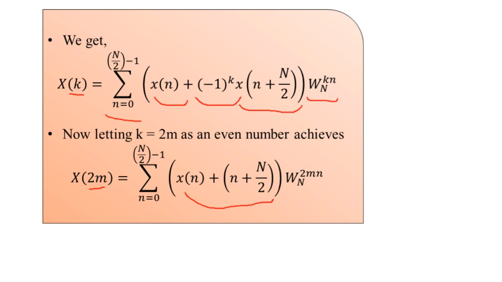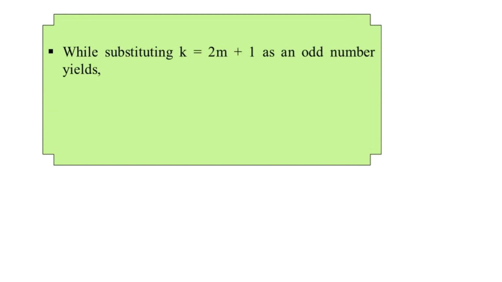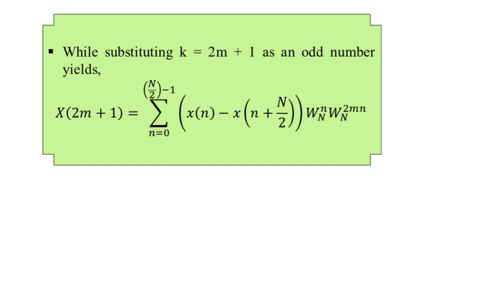Now we have the substitution of another type for the k: if we make it twice m plus 1, the previous case was for the even, now this will be the case for odd numbers. So this yields capital X as a function of twice m plus 1, computed as the summation n equal to 0 to capital N by 2 minus 1 operated over x of n minus x of n plus capital N by 2, in multiplication to the twiddle capital W suffix capital N n to the power of another twiddle, capital W suffix capital N to the power twice of small m into small n.